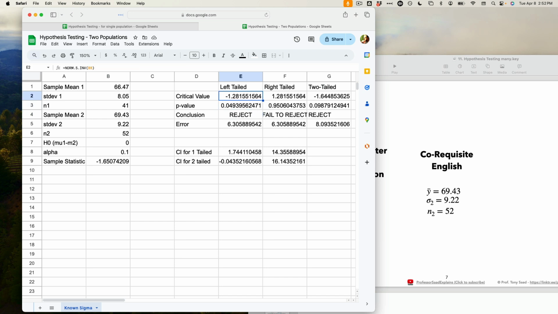If you're still stuck here, I can go to whatever cell you want. E3, this one. Yeah, it's the same stuff we had in the single population hypothesis test. Same stuff, except here we have a few more rows because we have two populations, so the reference cells have changed a little bit.